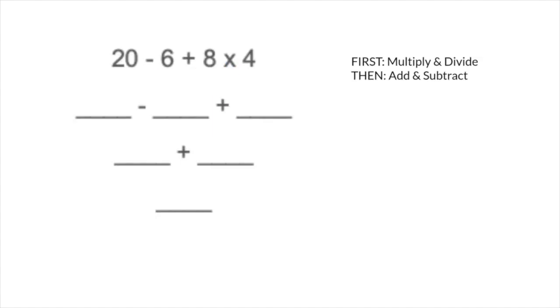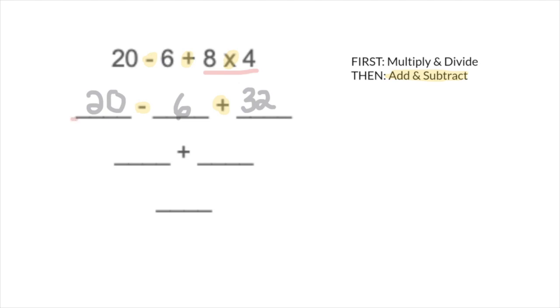Let's try another one. Here we have subtraction, addition, and multiplication. And according to the order of operations, multiplication comes first. So we will go ahead and copy everything else. We'll copy 20 minus 6 plus, and then we will do 8 times 4 is 32. Now we have subtraction and addition. If we look at the order of operations, it tells you that addition and subtraction come together. So that means whatever one comes first in the number sentence.